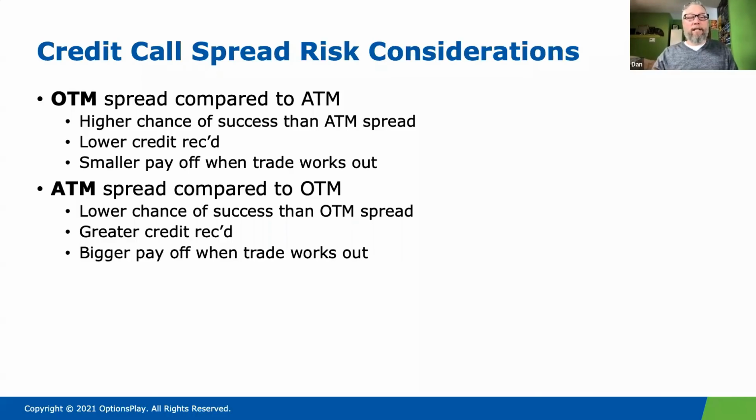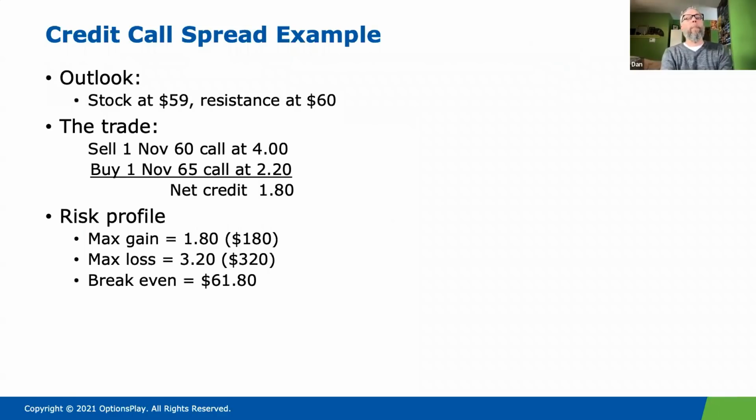Okay, so let's take a look at exactly what we're talking about here. Let's say we have a stock that's trading at $59 a share, and there's resistance at $60 a share. Maybe this stock has kind of flirted with resistance. It maybe touched 60 or something, and it bounced a little bit back down. It looks like it's not going to go above 60. Okay, well, here's one thing we could do.